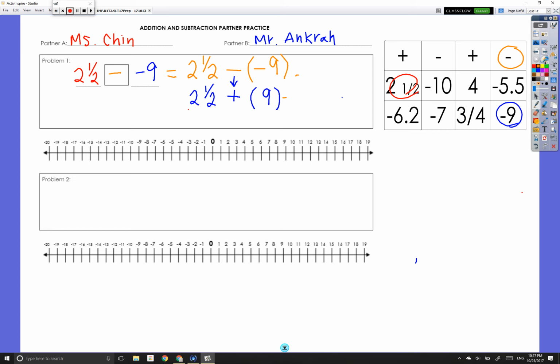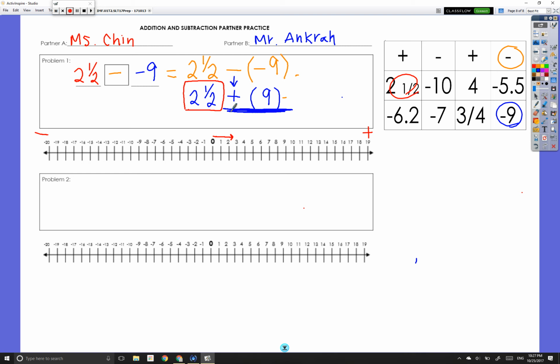Now, we're going to go back to Miss Chin, who is going to graph the first part of this problem. So 2.5 in the positive direction. Remember, this way is positive and this way is negative. Mr. Anker is going to finish the problem by graphing his piece, which would be the second part right here.